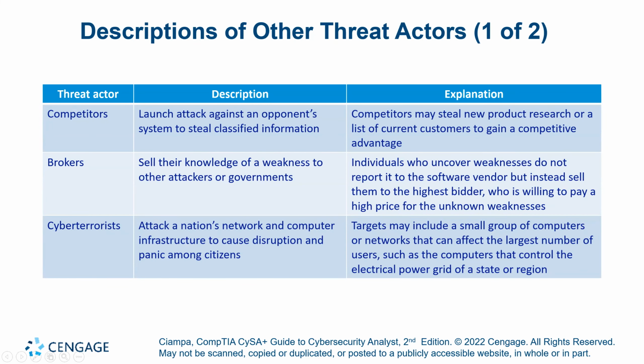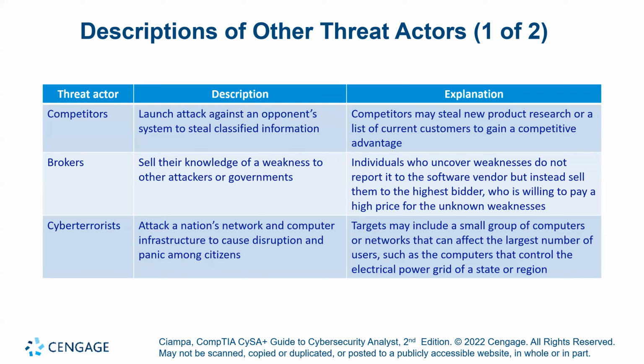So we're going to go through this table here, threat actor description and explanation. So competitors launch attacks against an opponent's system to steal classified information. They may steal new product research or a list of current customers to gain competitive advantages. Brokers sell their knowledge of a weakness to other attackers or governments. Individuals who uncover weaknesses do not report it to the software vendor, but instead sell them to the highest bidder, who is willing to pay a high price for unknown weaknesses. So this is basically the opposite of what you would do for a bug bounty board.